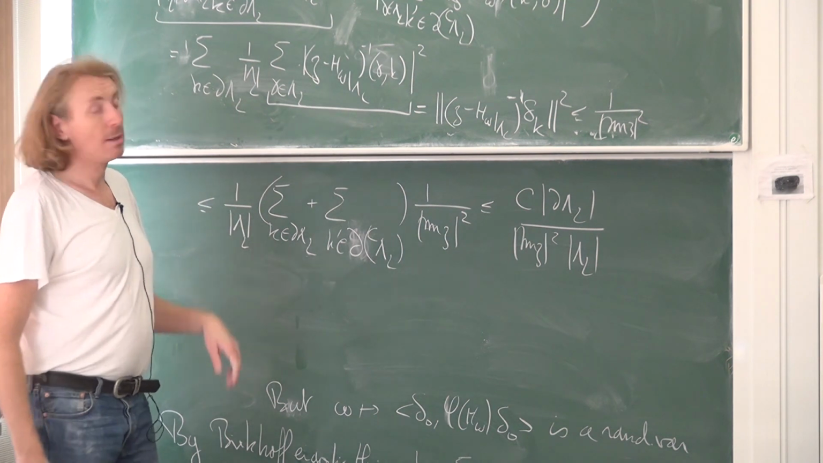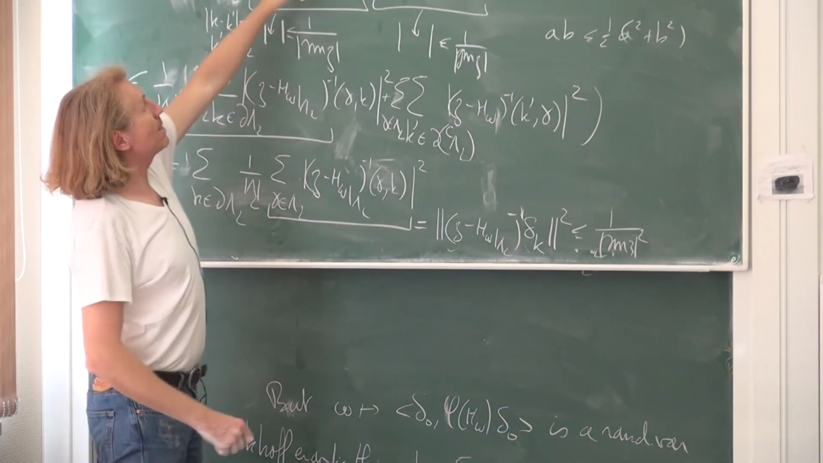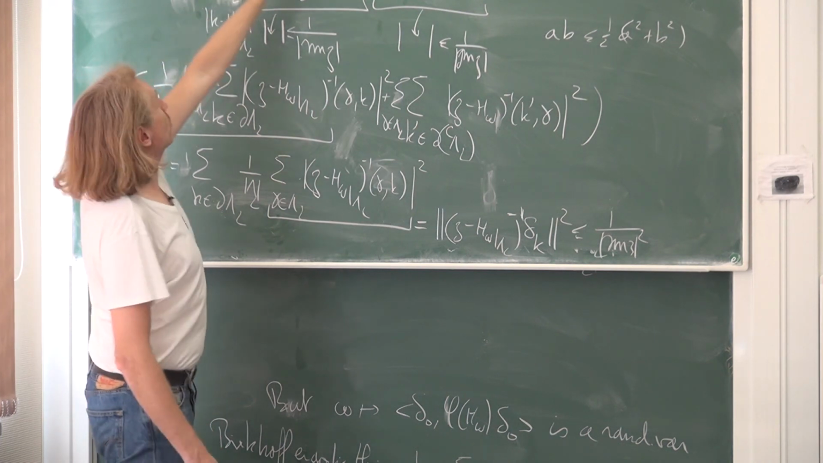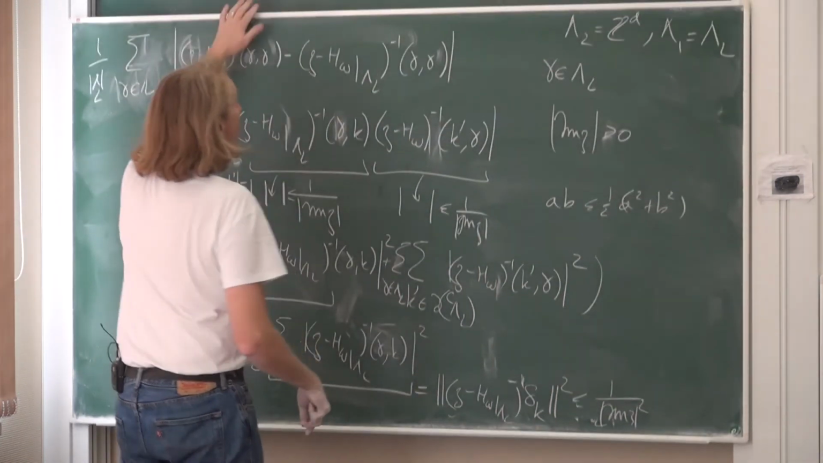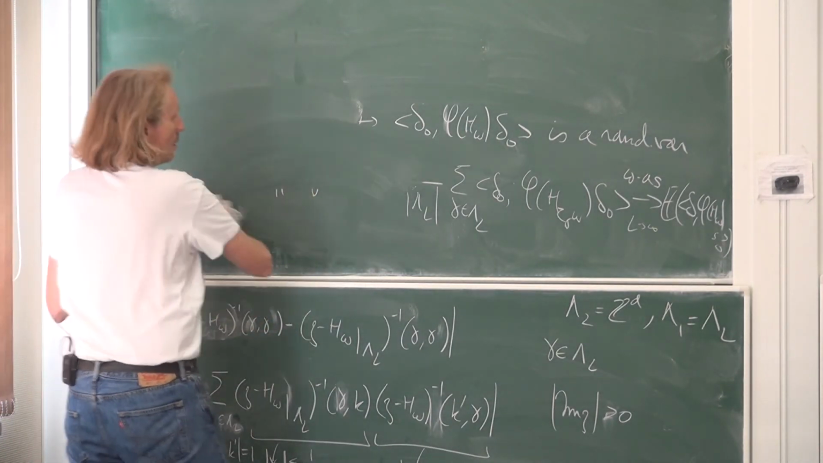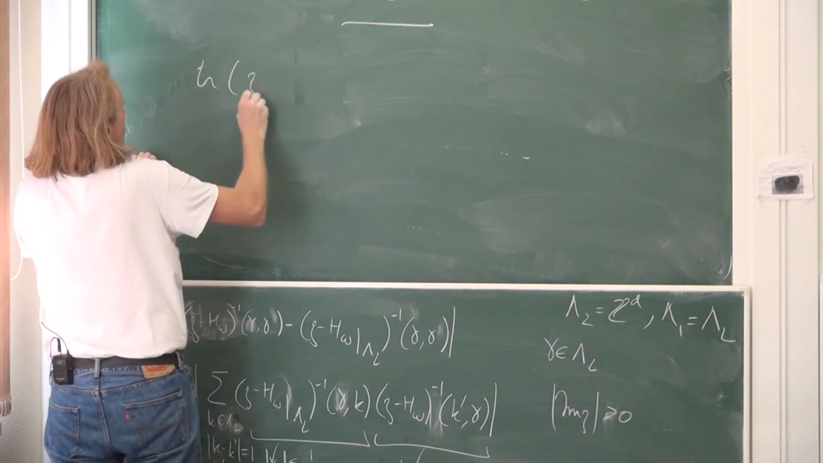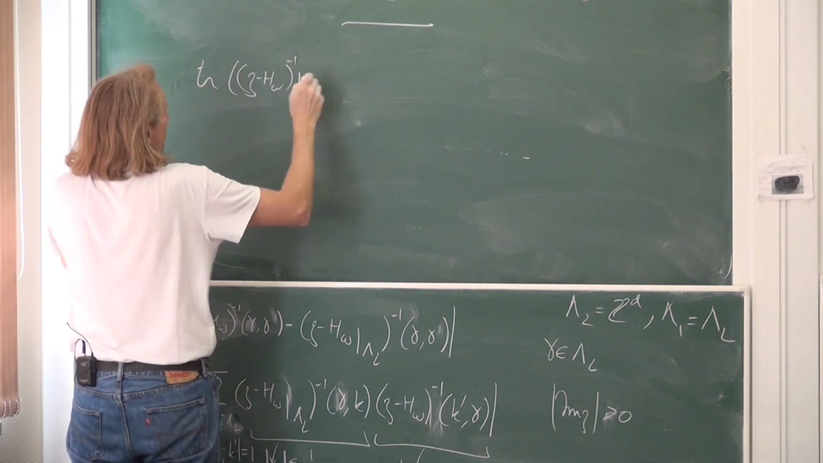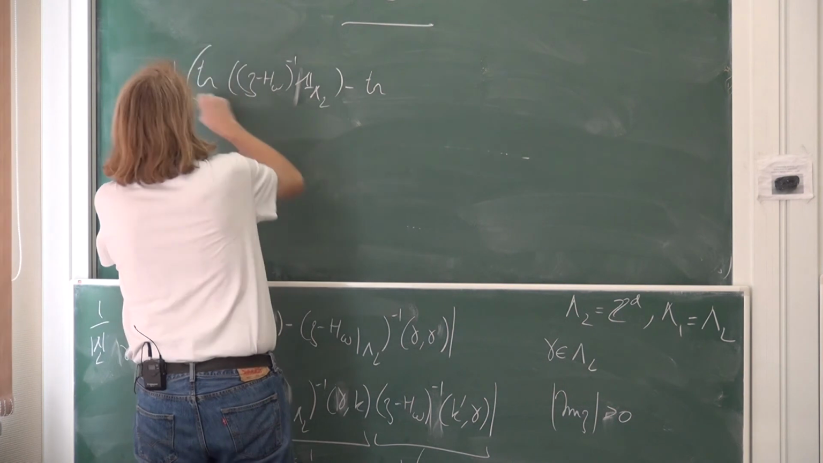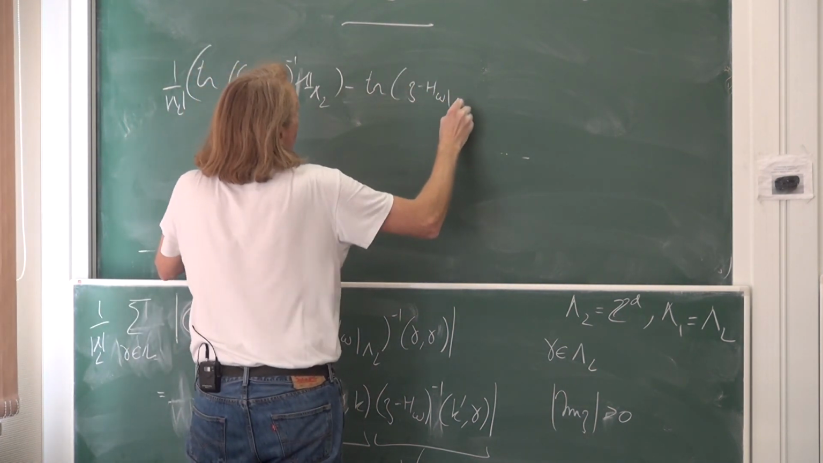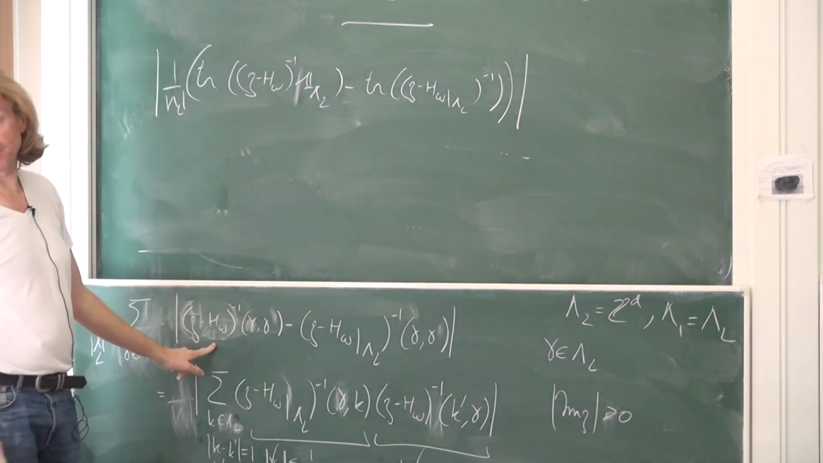Sorry, where is the subtracted term? Okay, so we wanted to estimate the trace of this. But what I'm saying is now, if I estimate the trace of this minus this, what we proved here is the following: if I take the trace of z minus h omega inverse times 1 over lambda L, 1 over the volume L, minus the trace of z minus h omega restricted to lambda L inverse, this difference is bounded by this difference.